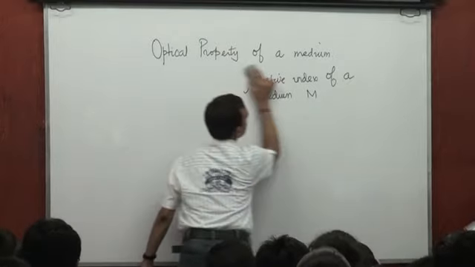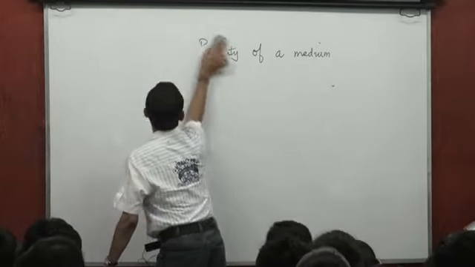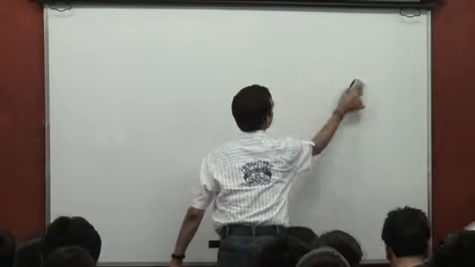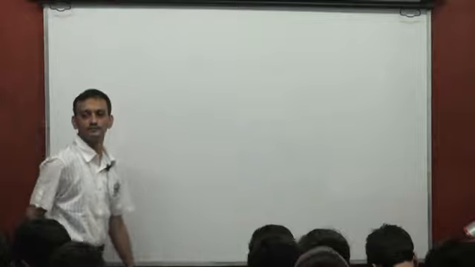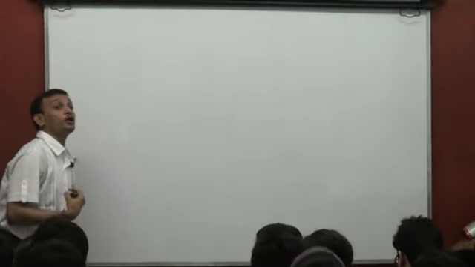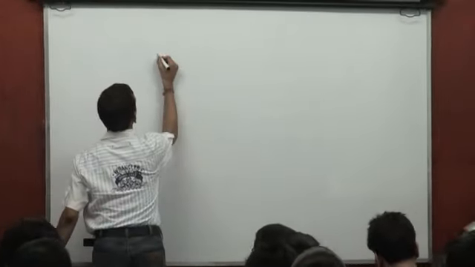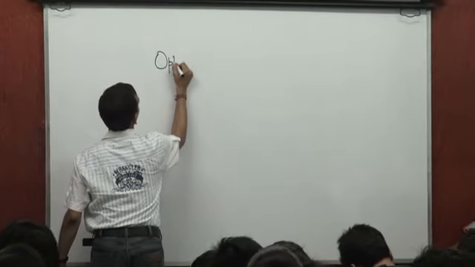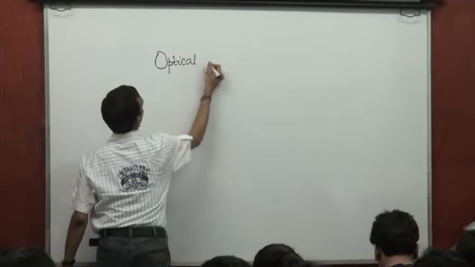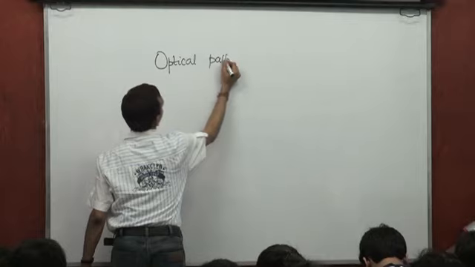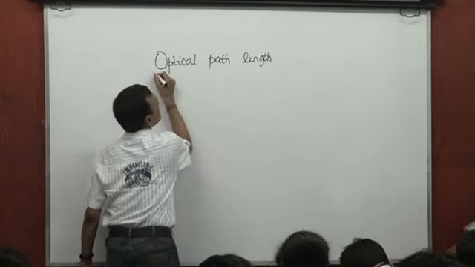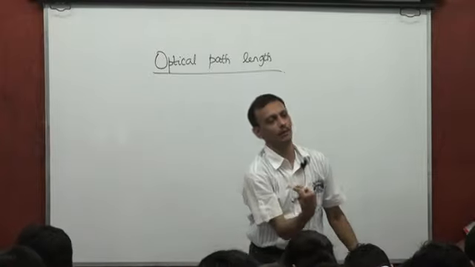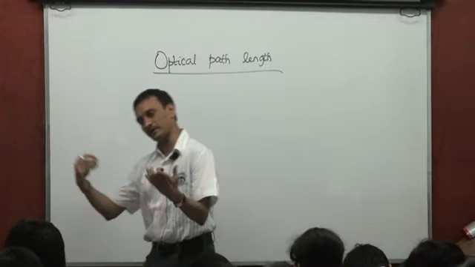Now, based on this property, a few more ideas. One, an optical path length, sometimes just referred to as optical path. When I say optical path, I would mean optical path length.